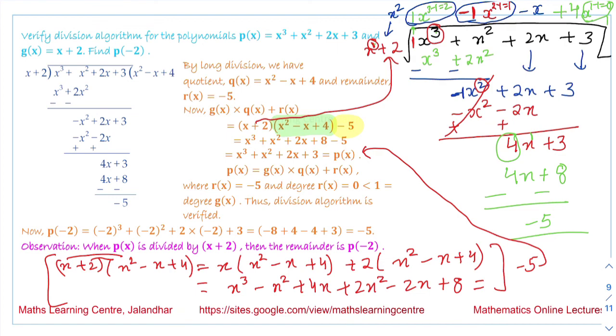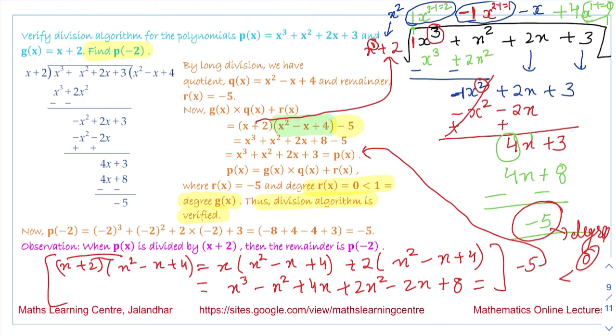Second thing we are talking about is the degree of r(x). Now the degree of r(x) is 0. It is a constant term, which is less than the degree of g(x). So the degree of r(x) is less than the degree of g(x). So we are saying the division algorithm is verified.